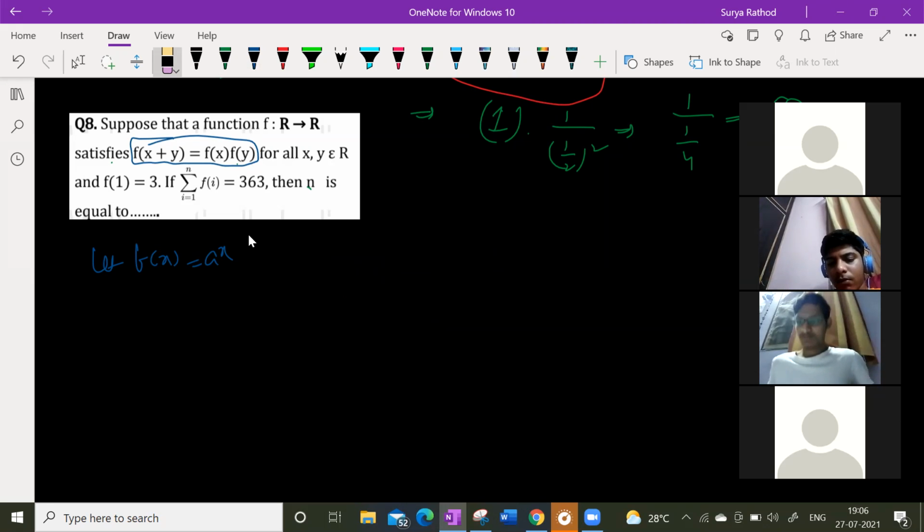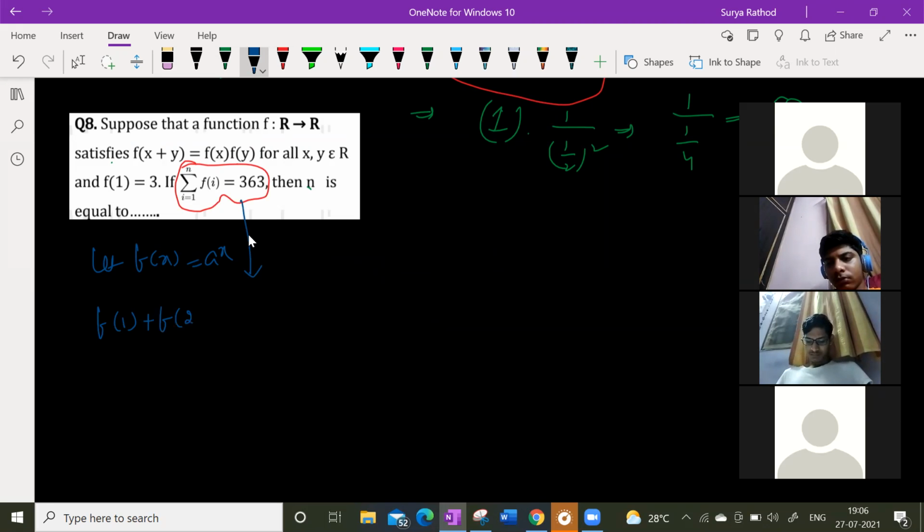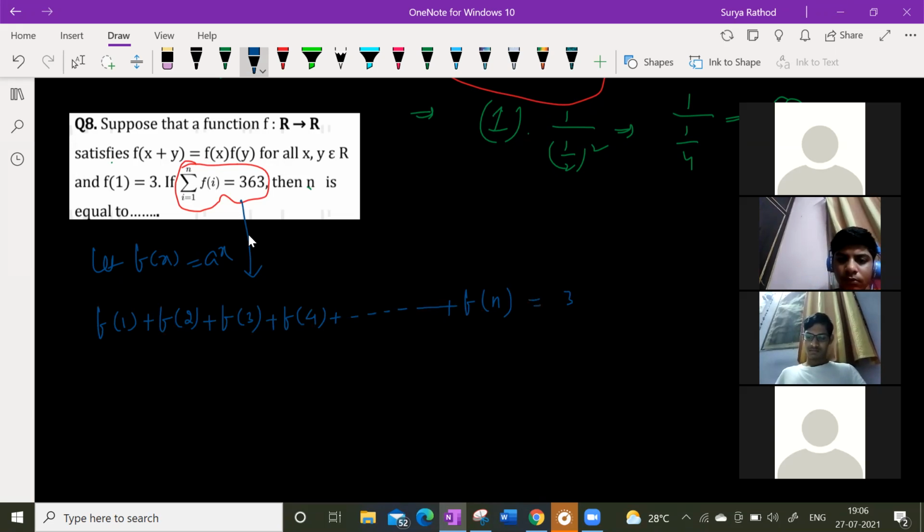So he has given that f of 1 is equal to 3 here, and the sum of all f(i)'s from 1 to n is equal to 363, which means what? This can be written as f of 1 plus f of 2 plus f of 3 plus f of 4 plus dash dash dash till f of n is equal to 363 he has given. Yes or no?